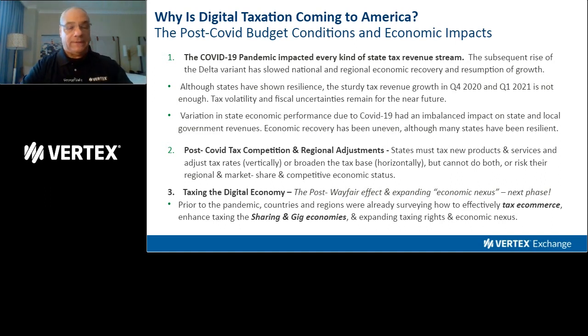And let's take a look at this. First, we have to assess what is happening right now in the States. The COVID-19 has impacted every kind of state tax revenue stream.